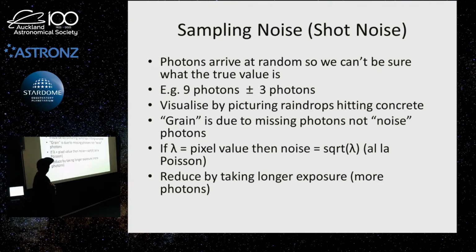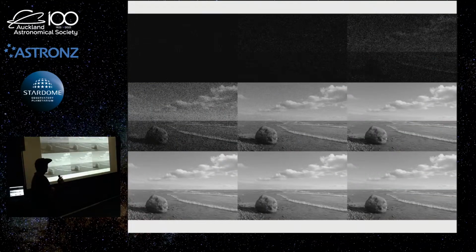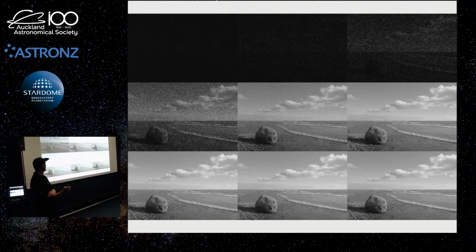So there's various noise sources. I'm not covering those. Photons arrive in a random way, and the analogy I use is like raindrops falling on concrete. They scatter around, and the more you get, the more you start getting the pattern. You can see here that in the top left, it's like raindrops on the concrete, and then the more you get to the bottom right, you start getting the picture.